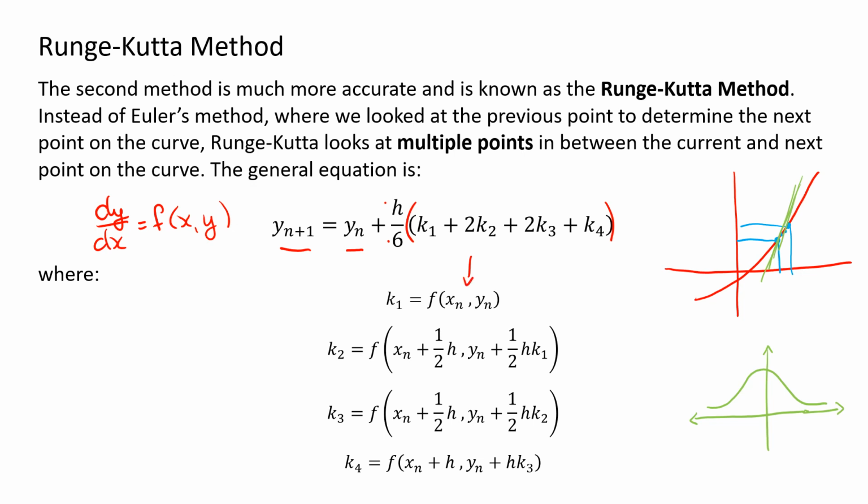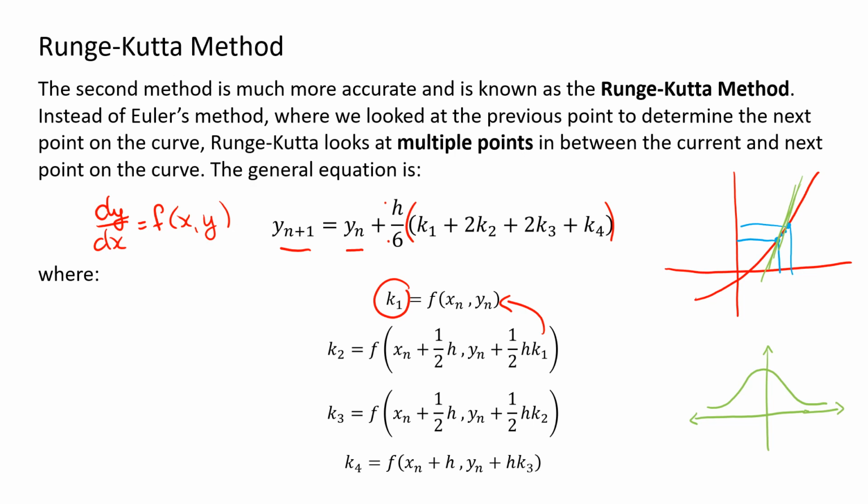So for the first value, K1, we substitute in the value that we know, okay, the initial value that we started with, x and y. For K2, we substitute in for x plus half the step value, which is h. For the y, we substitute y plus half the step value times our previous point. Okay, so it's looking directly at the previous one.